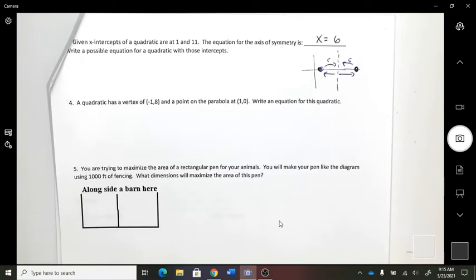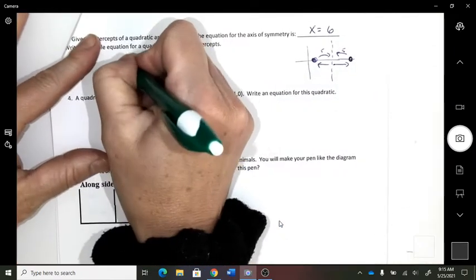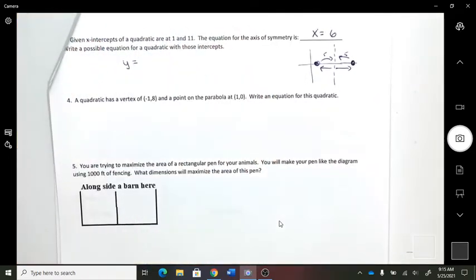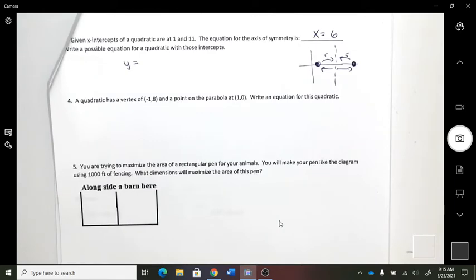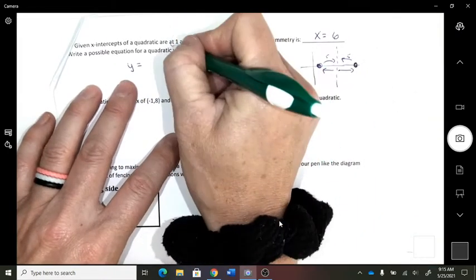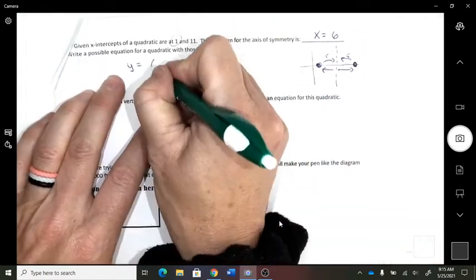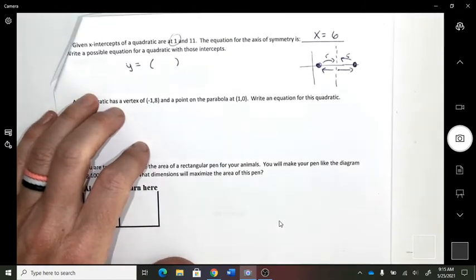Write a possible equation for a quadratic. So how do we write an equation when we know the x-intercepts? Do you remember? We've been factoring, and factoring gets us the x-intercepts. What if I give you the x-intercepts? Can you work your way backwards? So if 1 is an x-intercept, what would a factor be?